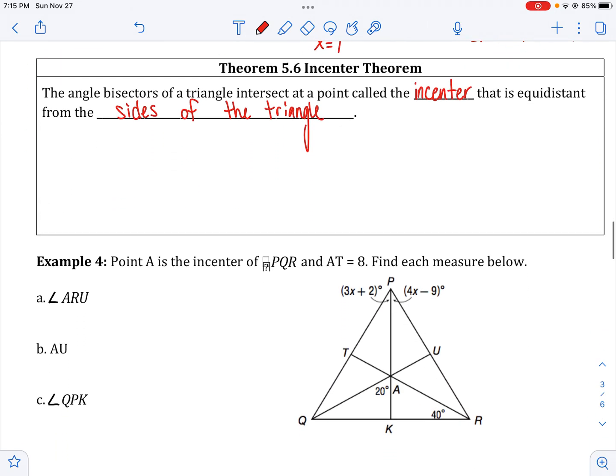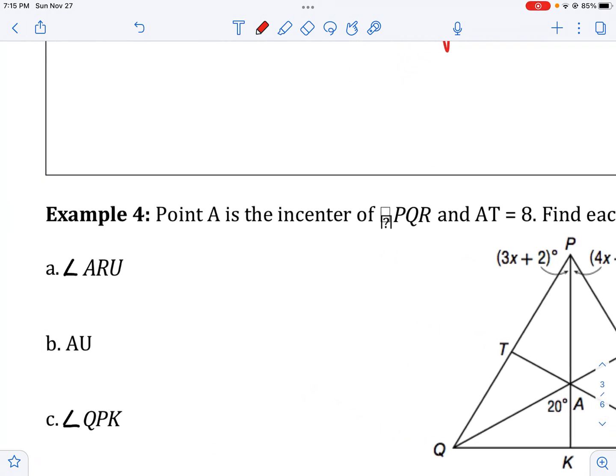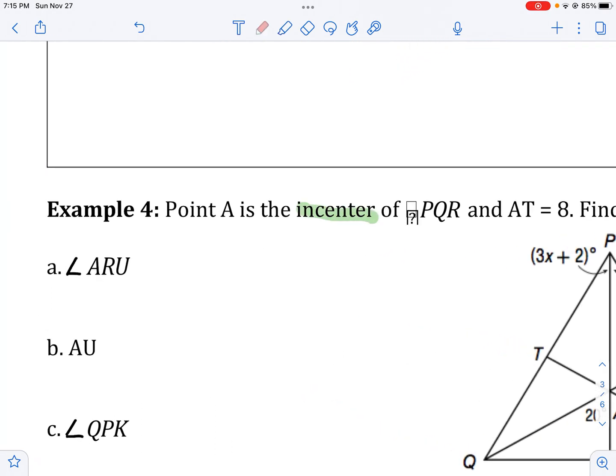Okay. I lied. I want to do one more problem before we head off to the graphing video. So on this problem, my incenter theorem, just as a reminder, is that the incenter is equidistant from the sides. So check this out. I've got an incenter. So there's two things I need to note. Number one, that's an angle bisector. And number two, that is equidistant to all three sides.